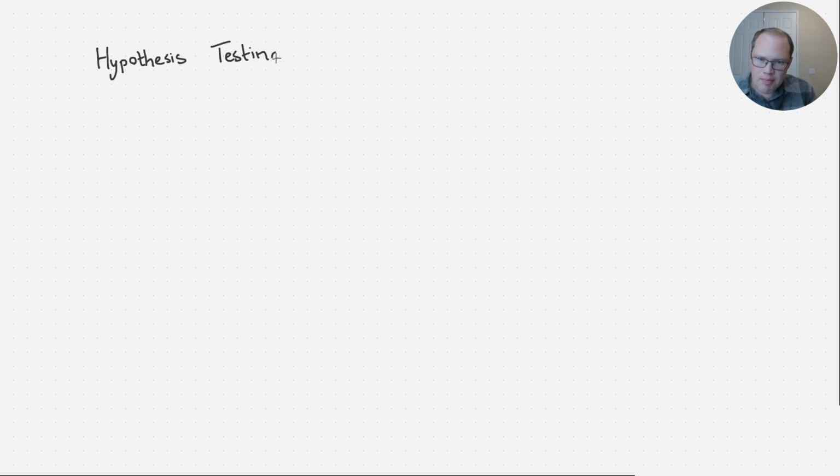In this chapter, we are going to be talking about hypothesis testing. This is one of the most important ideas that we are going to cover in this course. And it's an idea that we're going to come back to over and over again for the rest of the semester. So it's important that we really get this idea down.